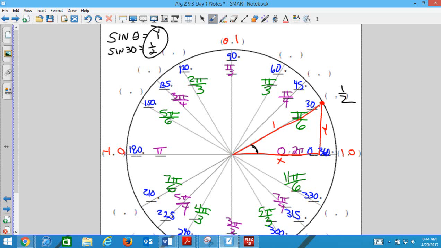Now let's do that again, but let's find X. So what do I know from my lesson last class? That cosine is X. And this is the cosine at 30 degrees. So what is it, from our chart that we're memorizing? Square root of 3 over 2. Boom, we have an ordered pair.